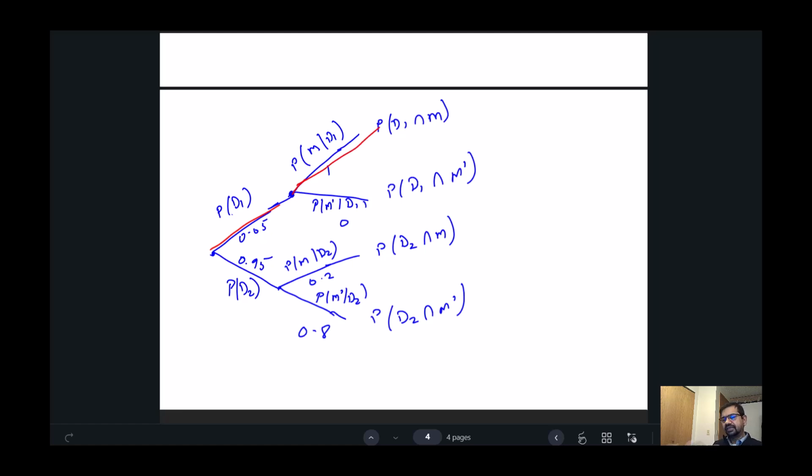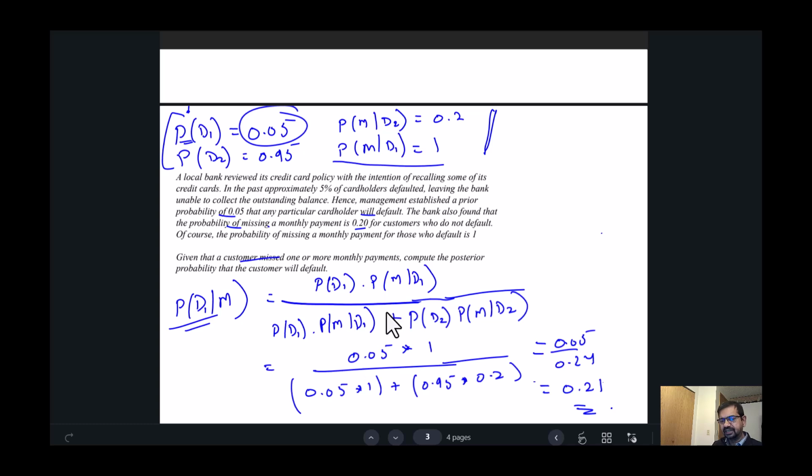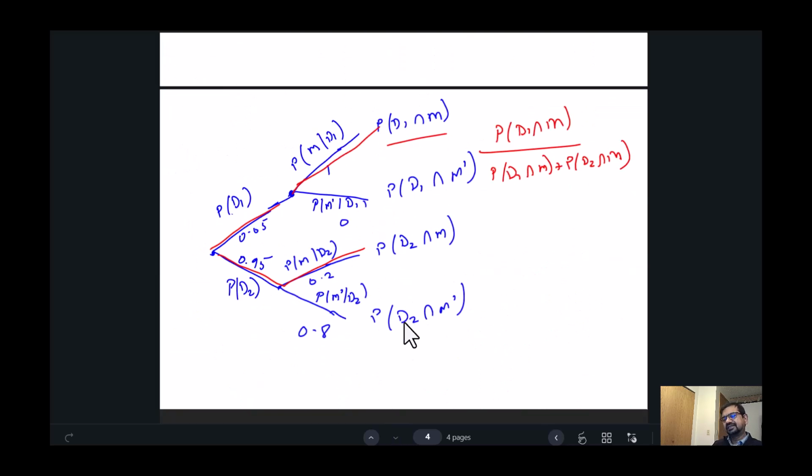But given that they have missed a payment, they could have come on this arm through this first channel, or they could have come to this arm through this channel. So essentially, that's what Bayes' theorem was doing. So Bayes' theorem was giving us probability of D1 intersection M divided by D1 intersection M plus D2 intersection M. And if we look back, this is what we obtained using the Bayes' theorem. So this is the second way of looking at Bayes' theorem, by developing a probability tree.